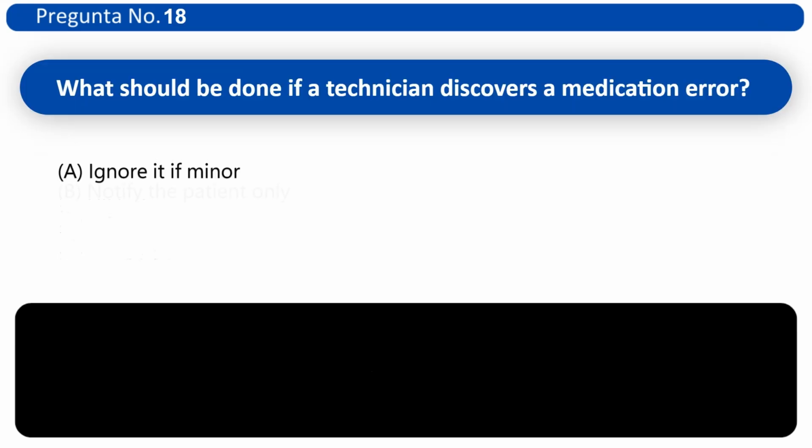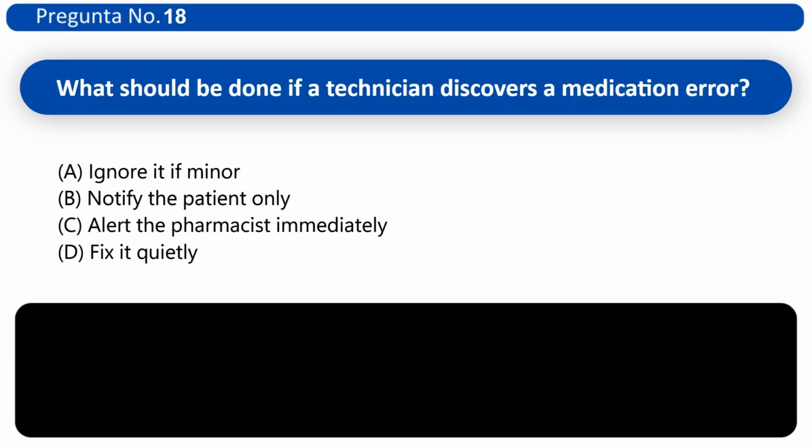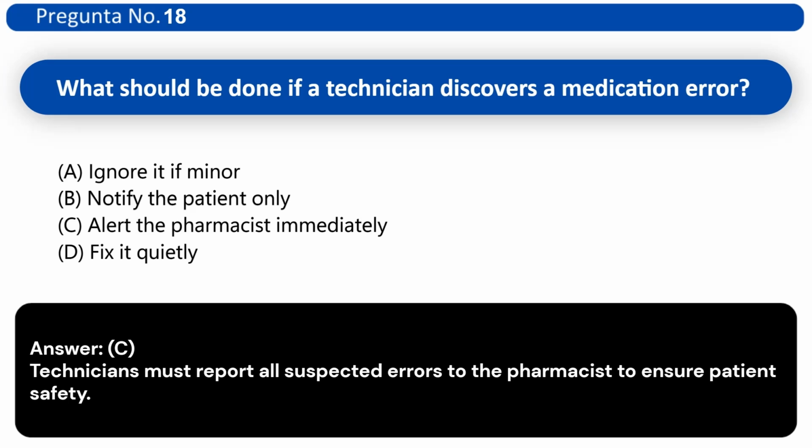What should be done if a technician discovers a medication error? A. Ignore it if minor. B. Notify the patient only. C. Alert the pharmacist immediately. D. Fix it quietly. Answer C. Technicians must report all suspected errors to the pharmacist to ensure patient safety.